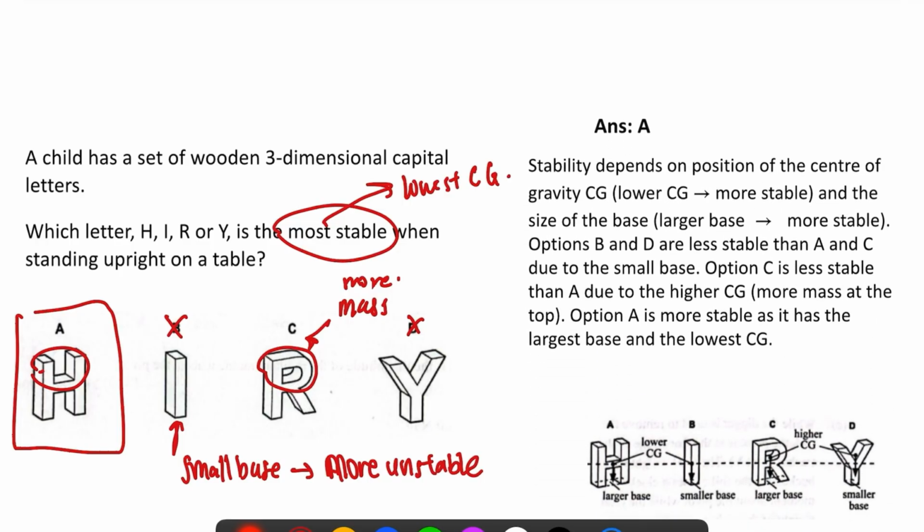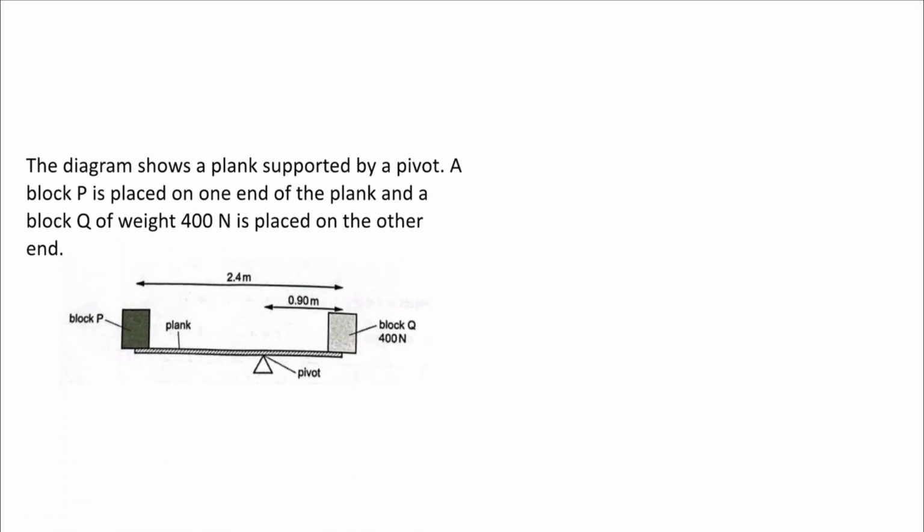A. Stability depends on the position of the center of gravity. Correct. So here is also by elimination. B and D are less stable because of the small base. And comparing A and C, C has more mass on top, so higher. Let's move on to the next question, question 2.